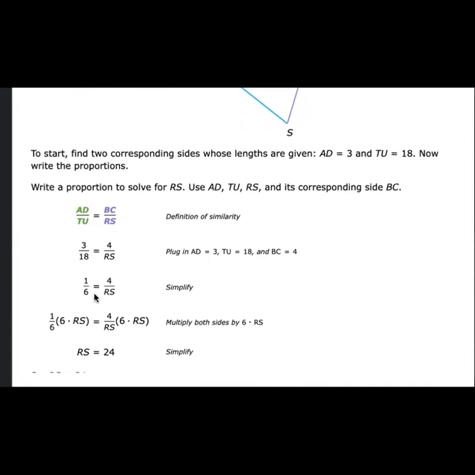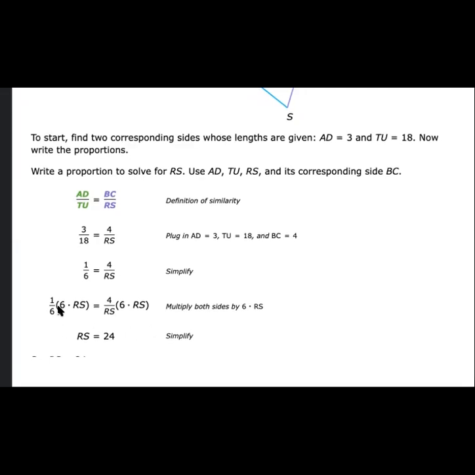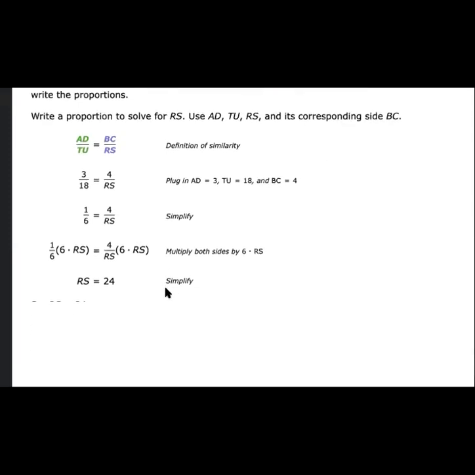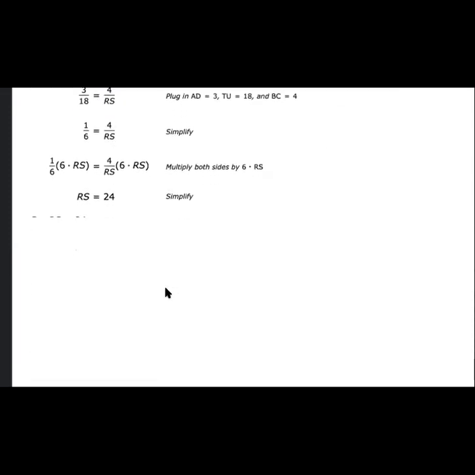So if we use a common denominator, RS times 6 to both sides, the 6 and 6 are going to reduce down. So it's just going to be left with RS, and the other side is going to be 24. So 4 times 6, 24. RS's cancel out. You can do it that way.